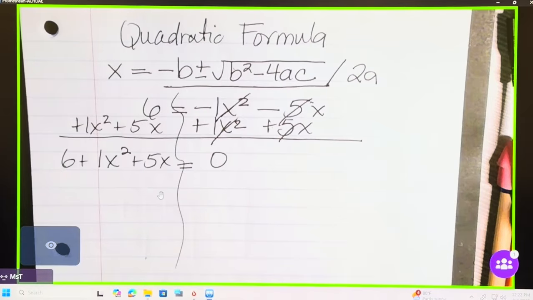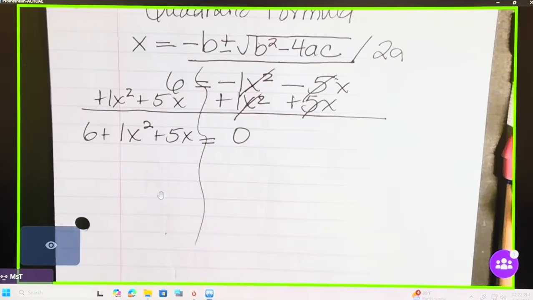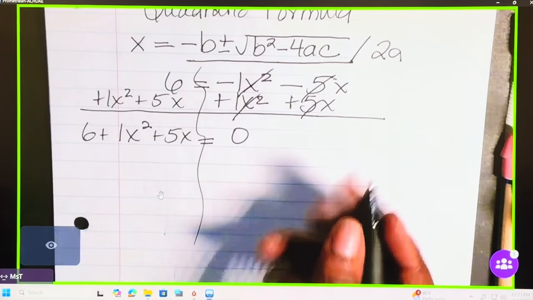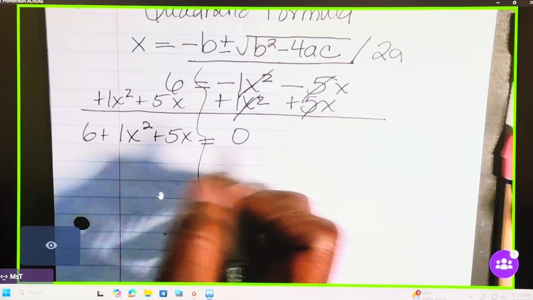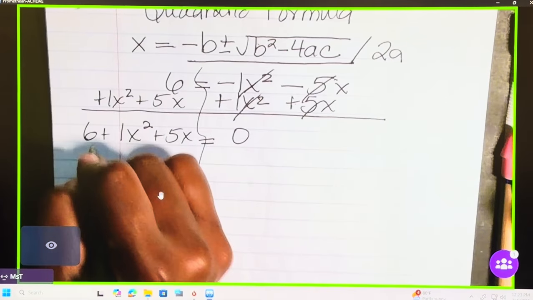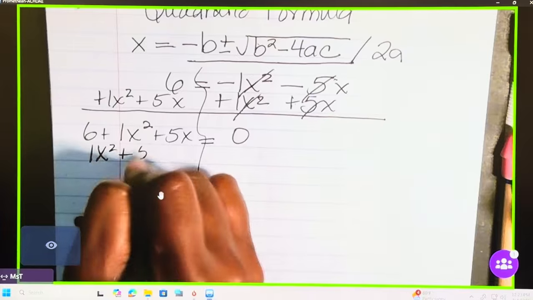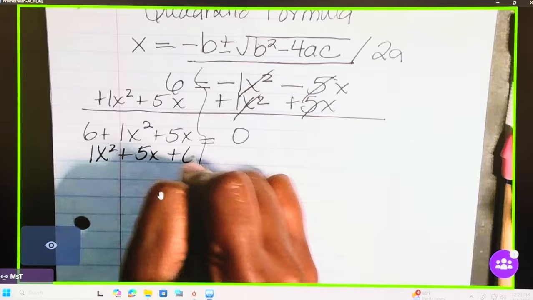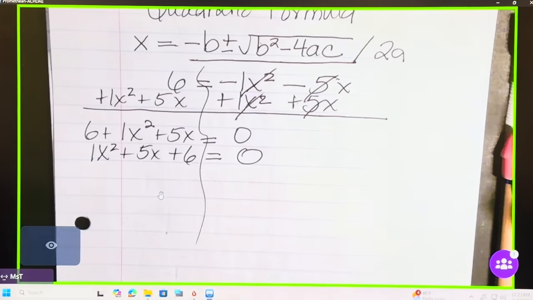Y'all see that? But I want it in standard form. So that means I want the x squared term first, the x term second, and then the constant last, right? So clean this up for me. What should this look like? No, I want to leave the 0 over there. What do I want to put? 1x squared plus 5x plus 6 equals what? 0. Does it matter which side we got the 0 on?